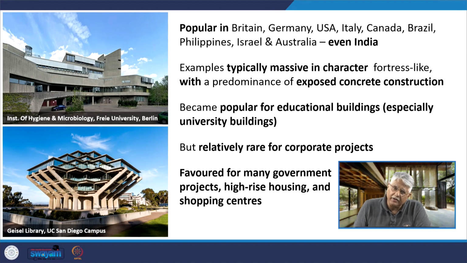It was popular in Britain, Germany, Canada, Brazil, the US, and India also, and the examples show buildings that are typically massive, monumental, fortress-like, with a dominance of exposed concrete or raw concrete construction. It became popular for educational institutions, especially for university buildings, but it was relatively rare for corporate projects. It was favored also by many government projects, high-rise housing and shopping centers.